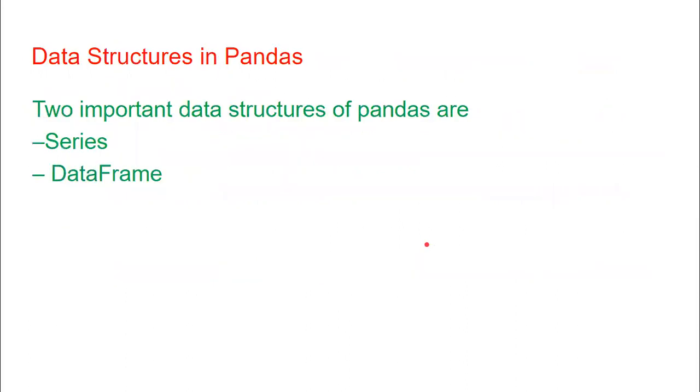Python Pandas. Then data structures in Pandas. In Pandas, we can create a data structure in two ways. One is the Series, the other one is the DataFrame. So the two important data structures of Pandas are Series and DataFrame.